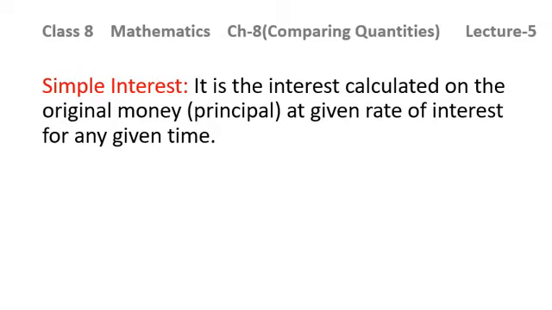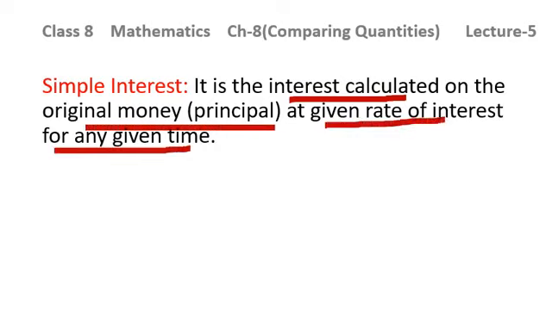Simple interest. Now coming to simple interest, we have seen all the terms like principal, interest, amount, rate and then time. Now what is this simple interest? It is the interest calculated on the original money, that is the principal, at a given rate of interest for any given time. So it is simple interest.